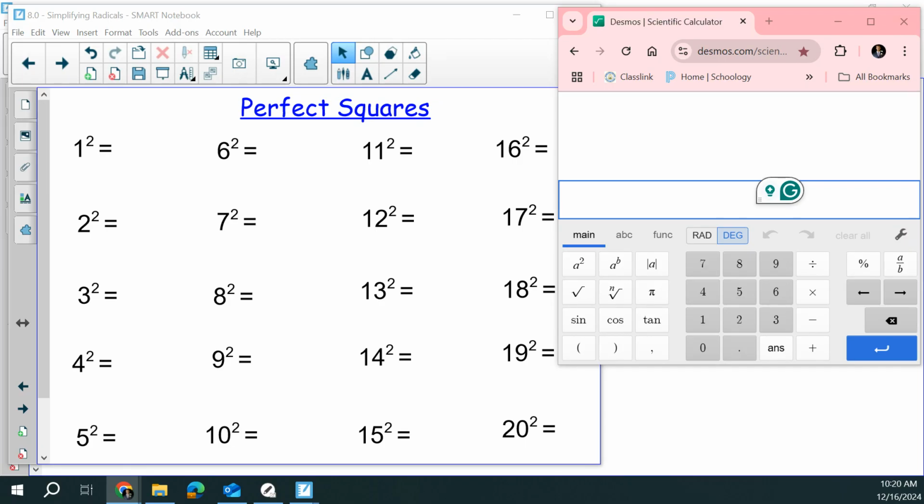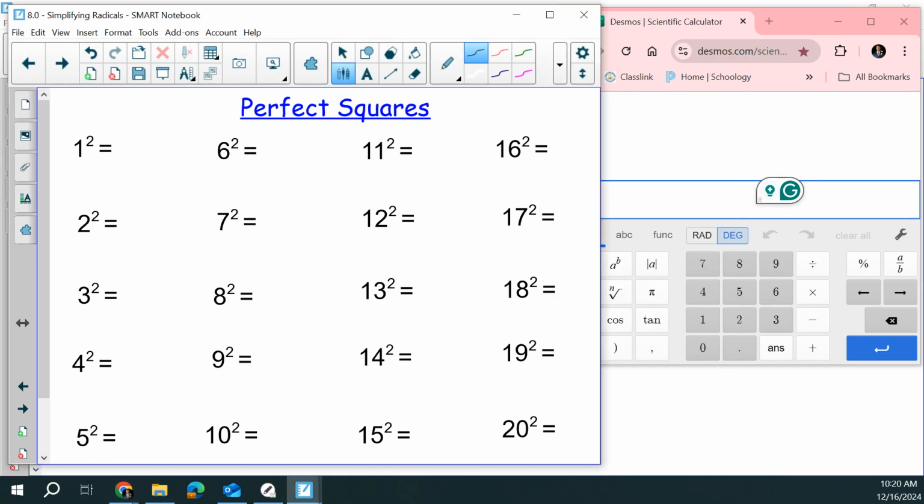If I just type in my calculator 1 squared, I'm going to get 1. 2 squared means 2 times 2, I get 4. 3 squared, 9. 16. 25. Again, when you square something, that means you multiply the number times itself. 6 times 6 is 36. 49. 64.